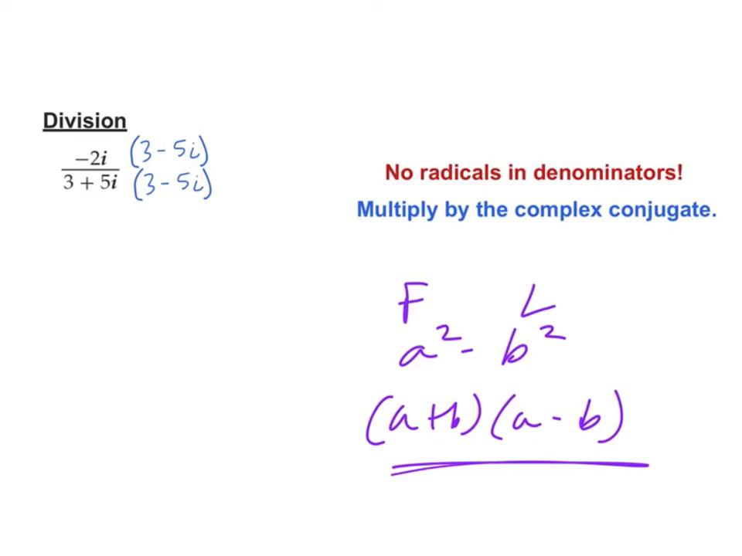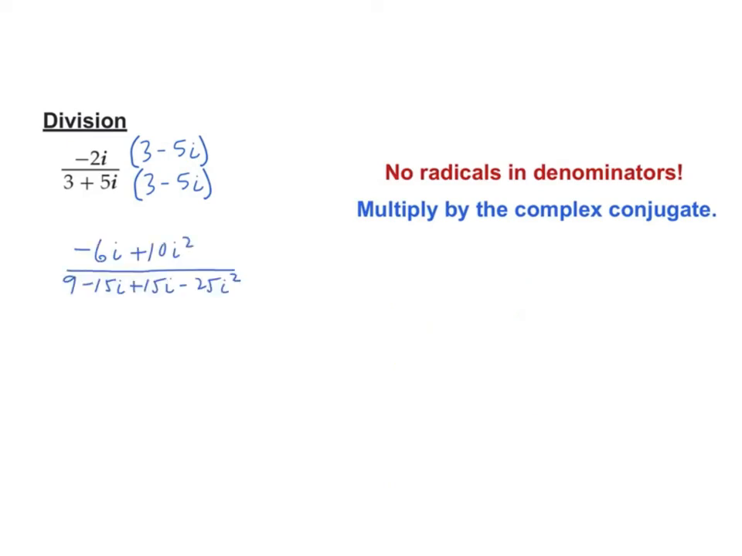Here's the thing. When I multiply across the top, I should get minus 6i plus 10i squared. I squared is just negative 1. And then on the bottom, I'm going to FOIL this out, and those middle two terms are supposed to cancel. Now, I wrote it all out for you. Hopefully you wrote it all out the first time too. Negative 6i plus 10i squared. The bottom, when you do the FOIL: 9 minus 15i plus 15i. That's good. We want those two terms to cancel.